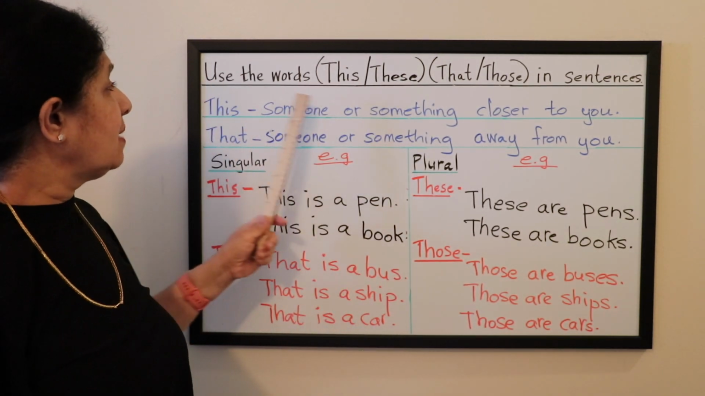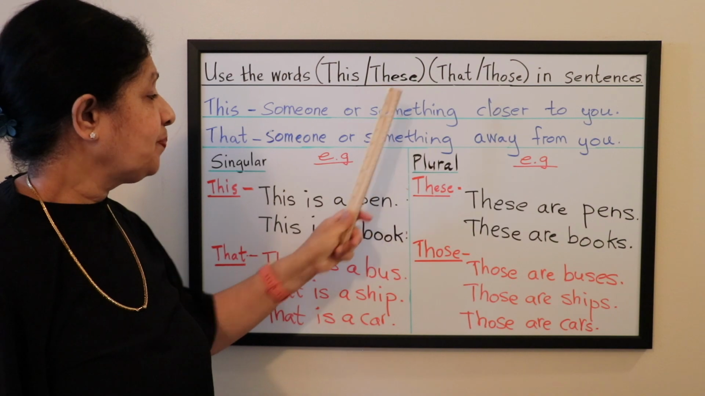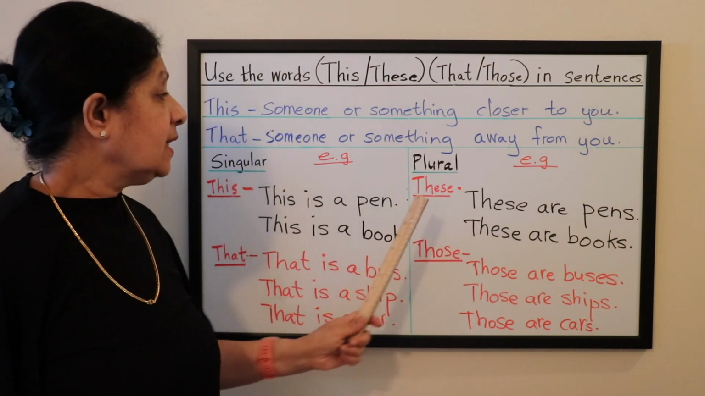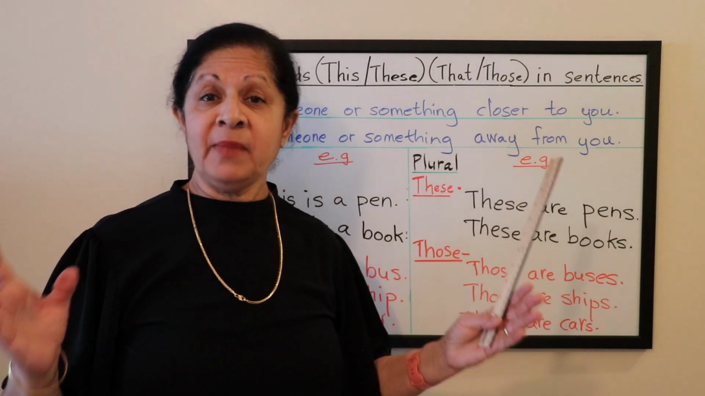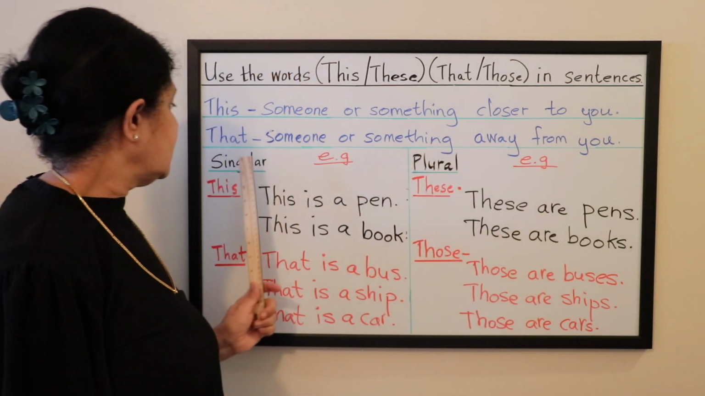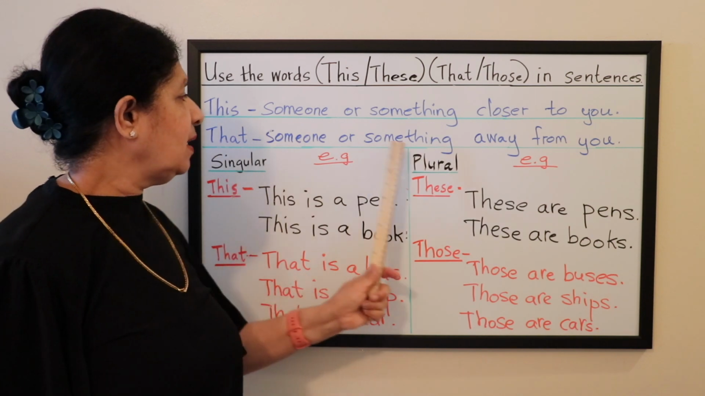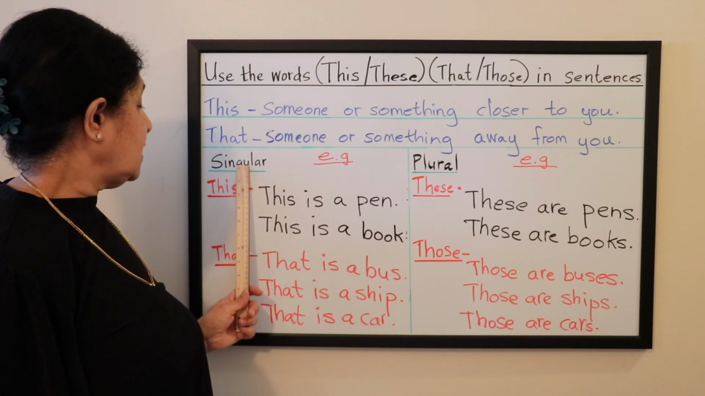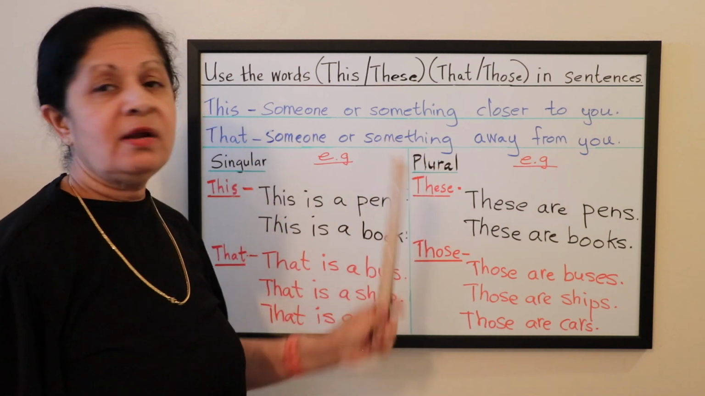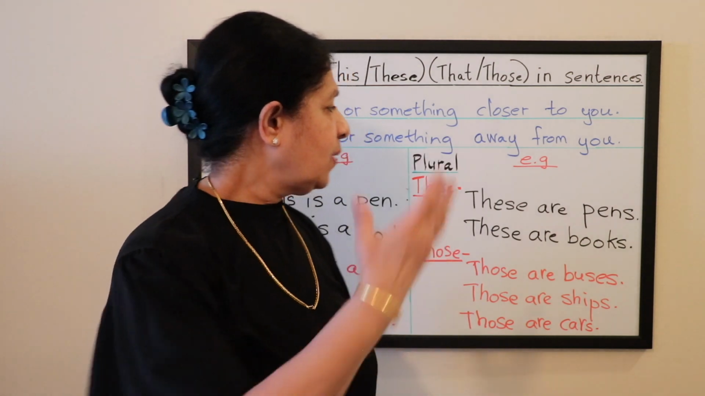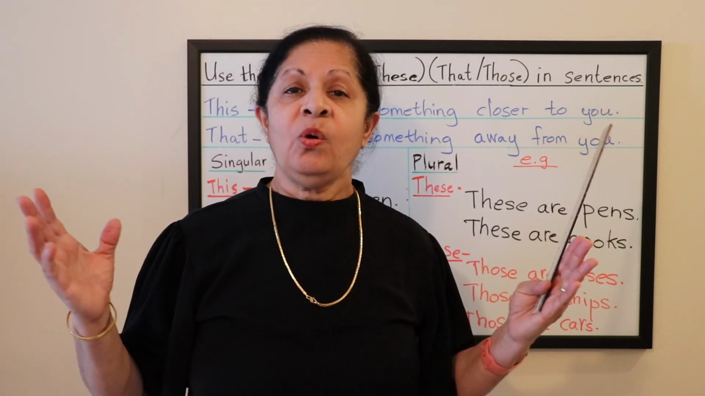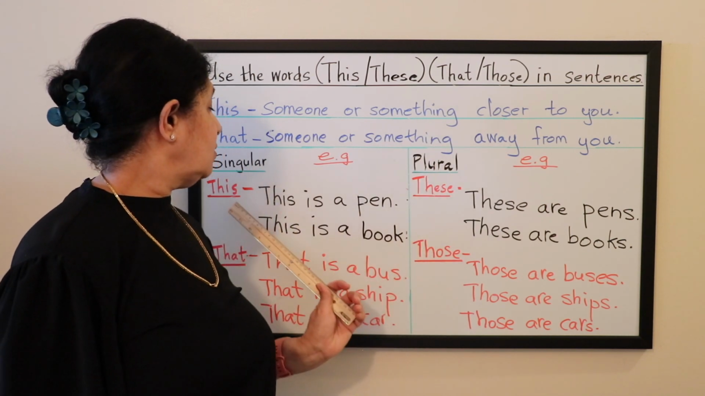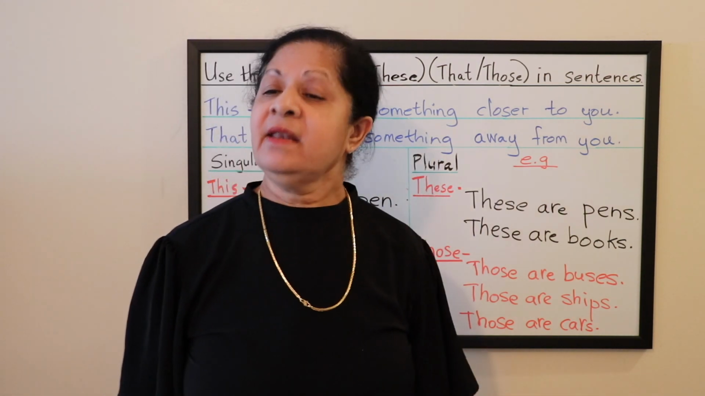Okay, right. Now let's take a look at what I have taught you. Now this is about this and these. This we talk about one thing. These we talk about many things. Plural form. This is singular form. These are plural form. That is singular form. Those is plural form. So what you can do is, you can make your own table, your own list of singular and plural using the word this, these, that and those.